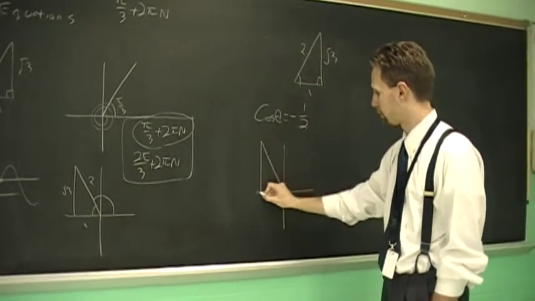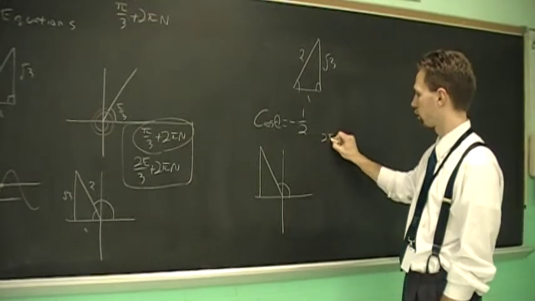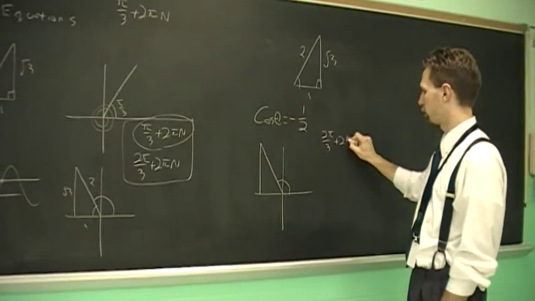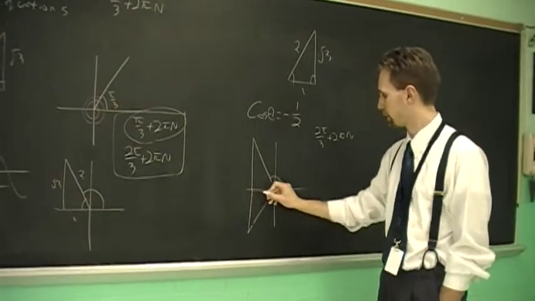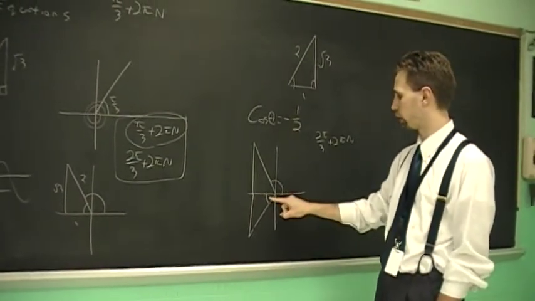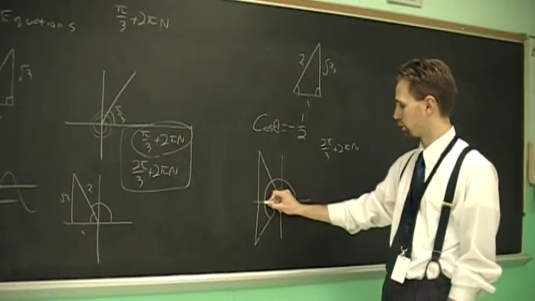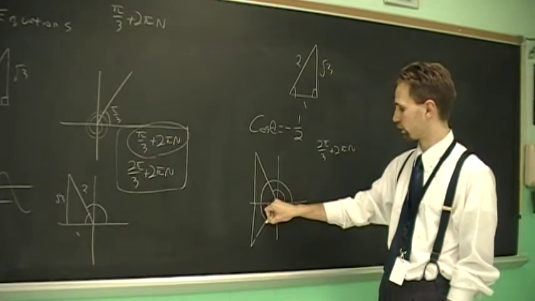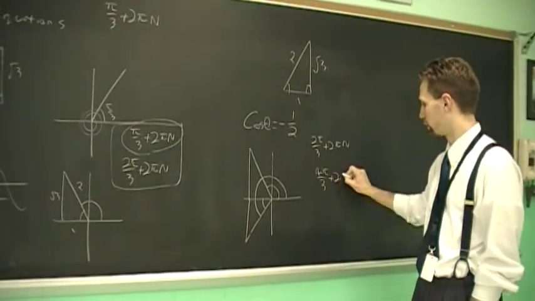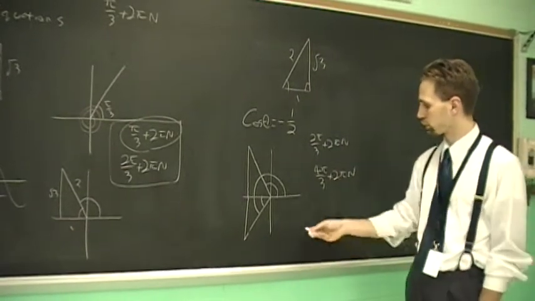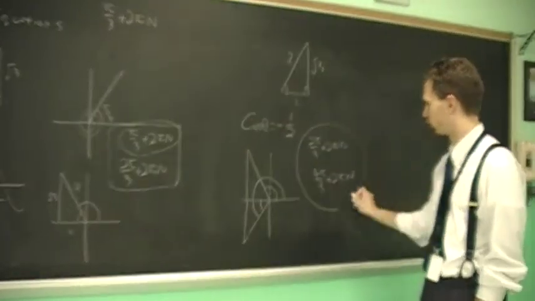So the first solution is 2 pi over 3 plus 2 pi n, to account for all the rotations. And this one down here, again with the reference angle of pi over 3, the total angle is 3 pi over 3, which is 180, plus the additional pi over 3, so that's 4 pi over 3, plus 2 pi n. No other angle between 0 and 360 has a cosine of minus 1/2, so this is the set of all the solutions.